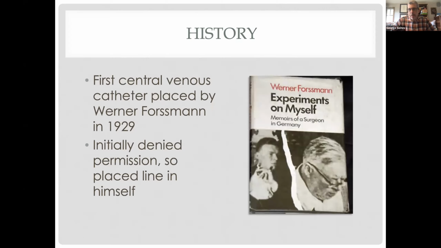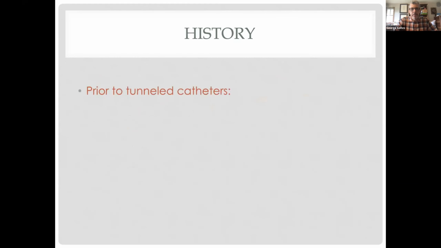This tended to be a sort of pattern with Werner, and he ended up publishing his memoir, which he titled in a very matter-of-fact way, Experiments on Myself. Werner Forssmann also did a few other things, including inventing cardiac catheterization, for which he won the Nobel Prize in 1956.